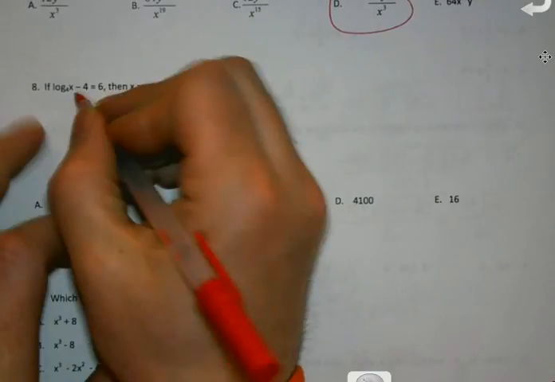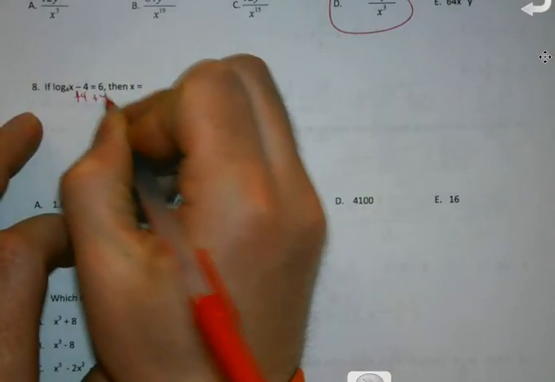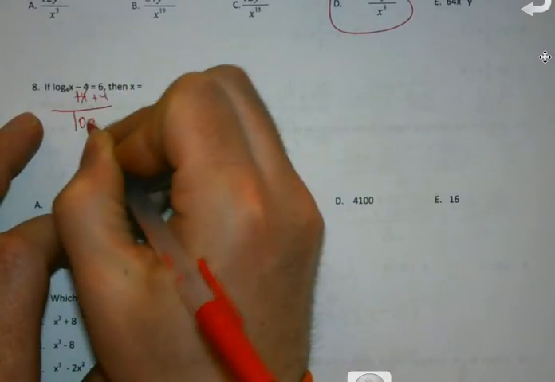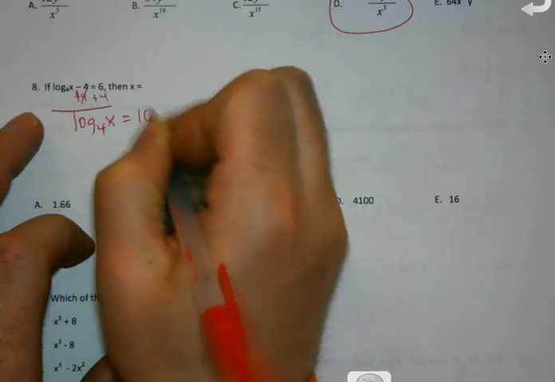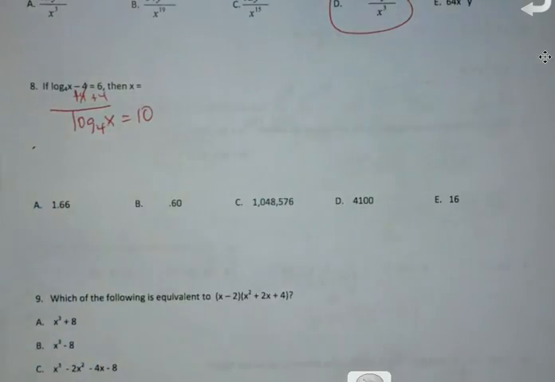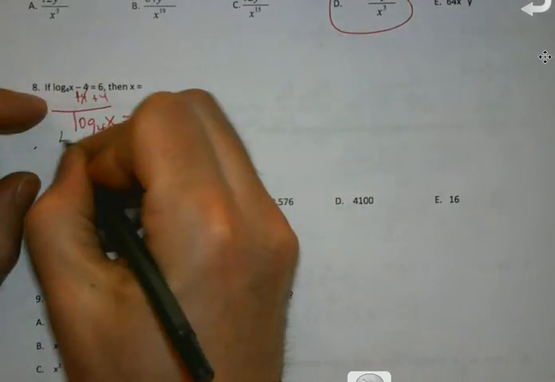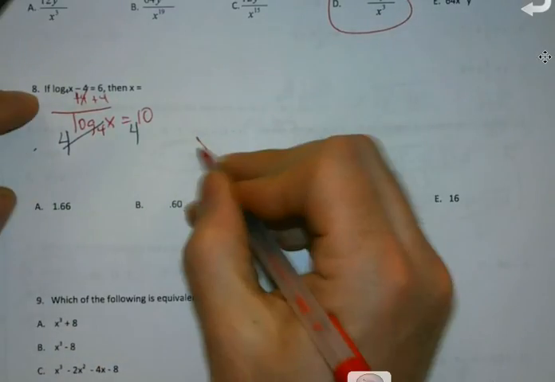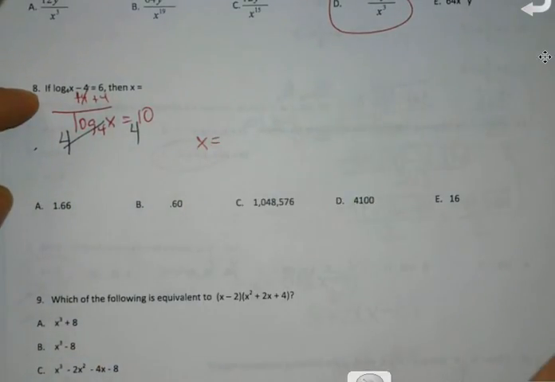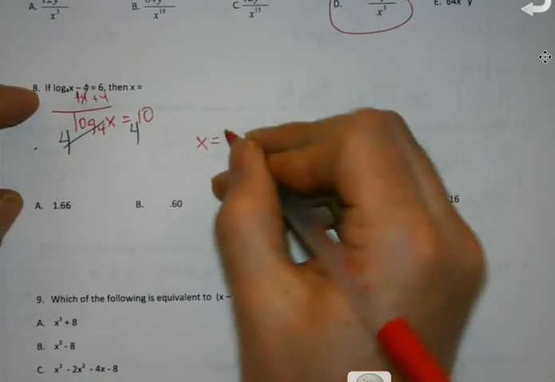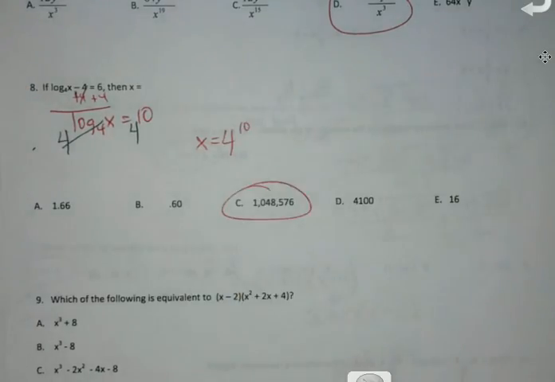Logarithms, just went back over these, so this should be a piece of cake. Get your log alone before you do anything fancy. And then how do I get rid of the log of base 4? That's right, exponentiate. And in looking at all these, the only one that looks anywhere near big enough to be 4 to the 10th is the big old number in the middle. So that's our answer for this one.